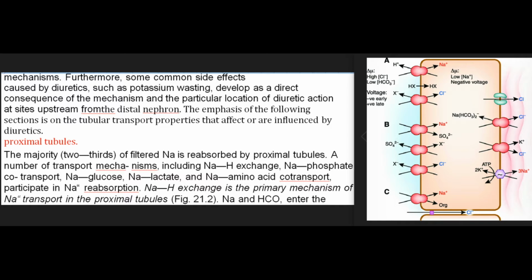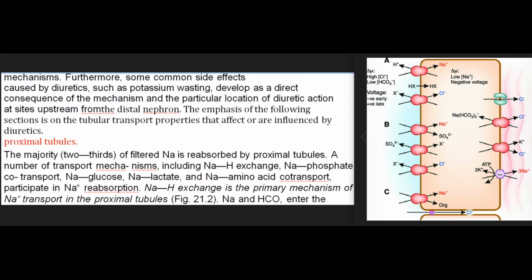Proximal tubules. The majority, two-thirds, of filtered Na is reabsorbed by proximal tubules. A number of transport mechanisms, including Na-H exchange, Na-phosphate cotransport, Na-glucose, Na-lactate, and Na-amino acid cotransport, participate in Na reabsorption. Na-H exchange is the primary mechanism of Na transport in the proximal tubules, Fig 21.2.